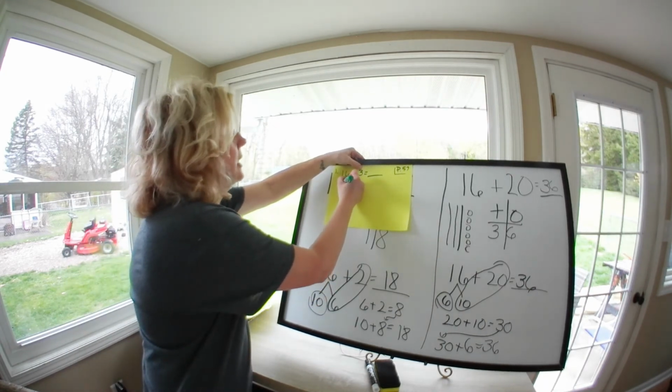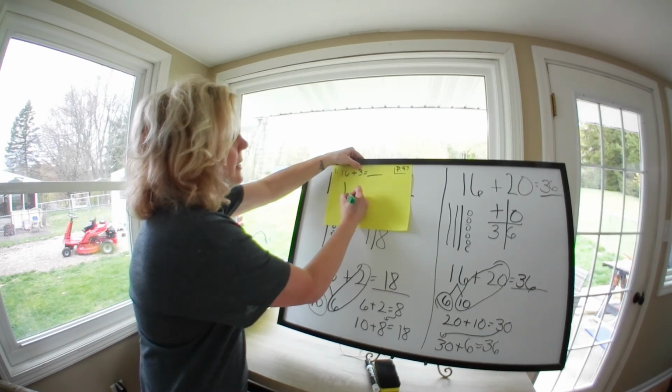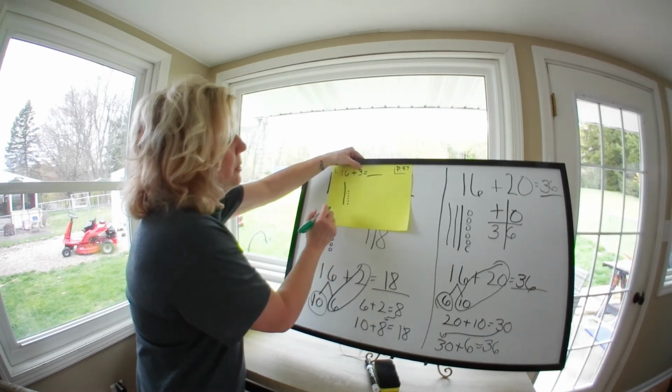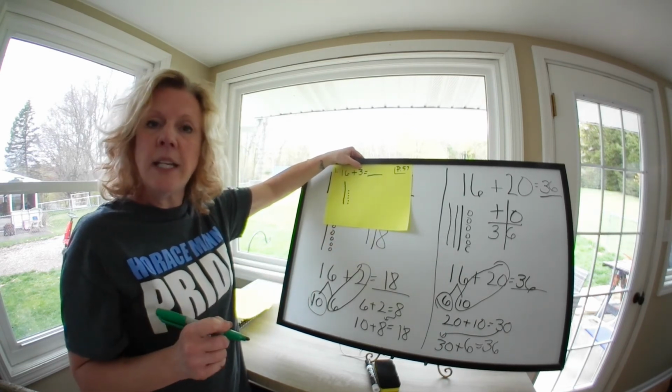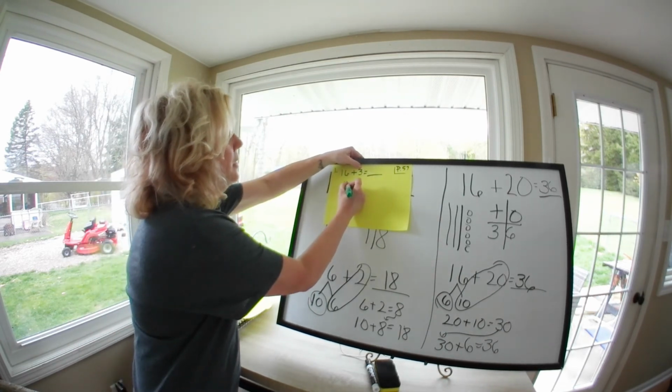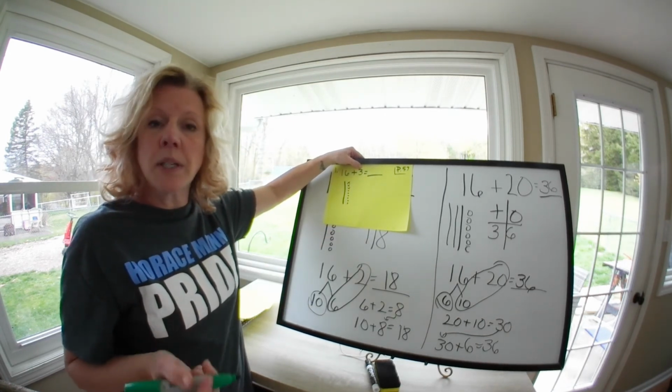So I know 16 is 10 and 6. So I'm going to draw my 10 stick and then 6 ones. And I'm going to recount 1, 2, 3, 4, 5, 6. Yep, I've got 6. Now I need to draw my 3. 1, 2, 3. Do my ones equal more than 10?